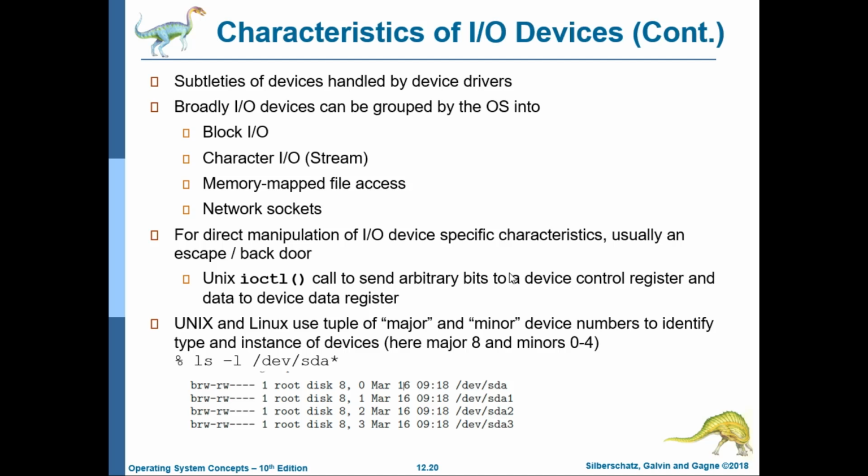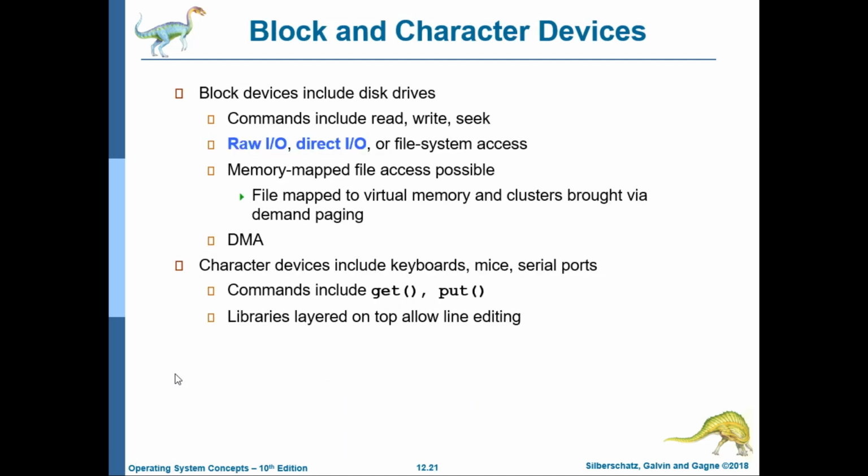Unix and Linux use a tuple of major and minor device numbers to identify the type and instance of devices. Here, major is 8 and minors are from 0 to 4. So this is the command for Unix and Linux. Next, we have block and character devices. Block devices include disk drives, as already mentioned. Commands include read, write, seek.